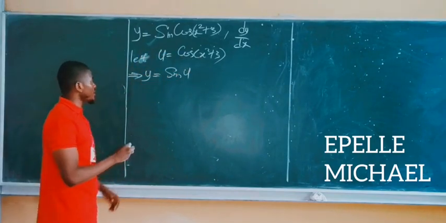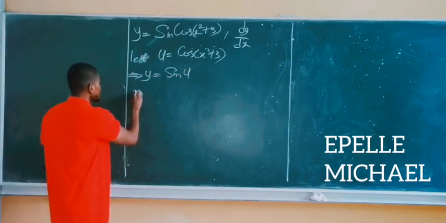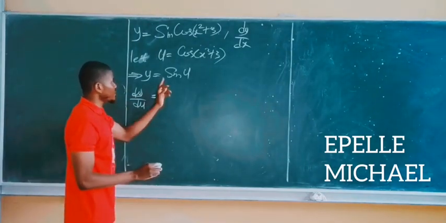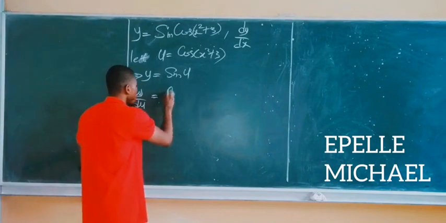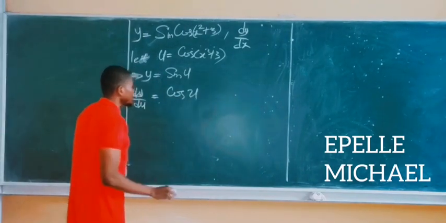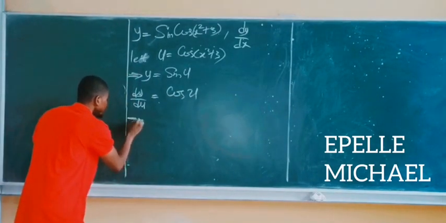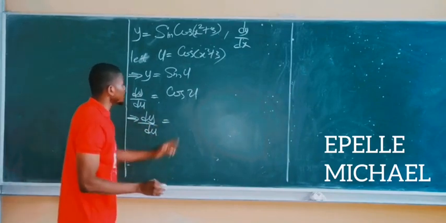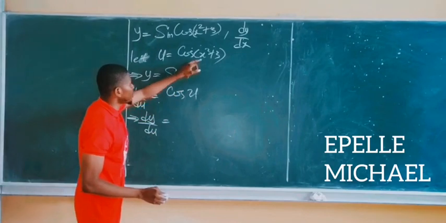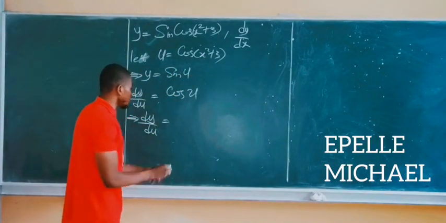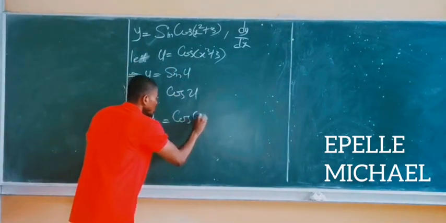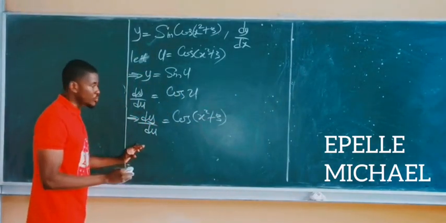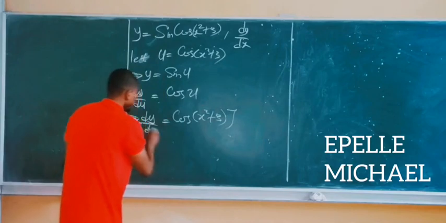So let's start with y now. Alright, so dy/du itself is simply, if I differentiate sine u, I will simply have cos u. So this simply means that dy/du is now equal to, remember that u is equal to cos(x squared plus 3), so in place of u, we simply have cos(x squared plus 3). So this is dy/du, so we'll keep this aside.